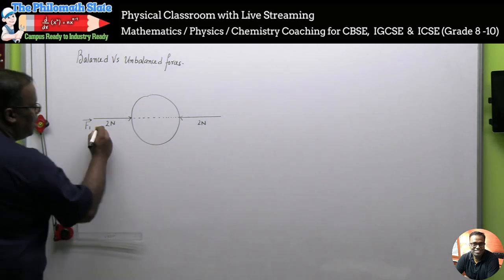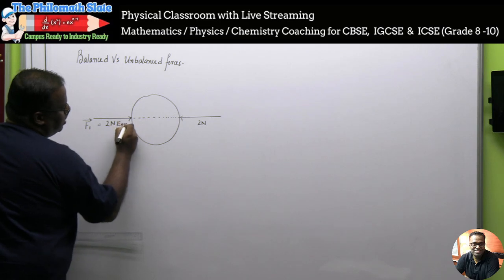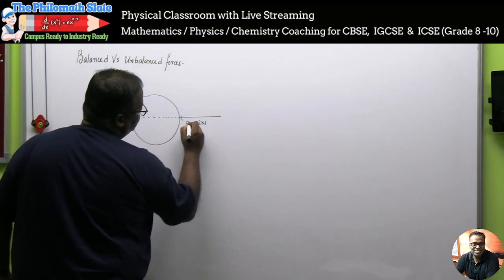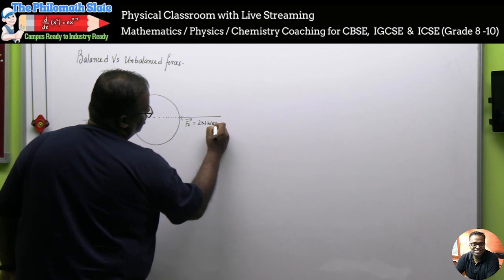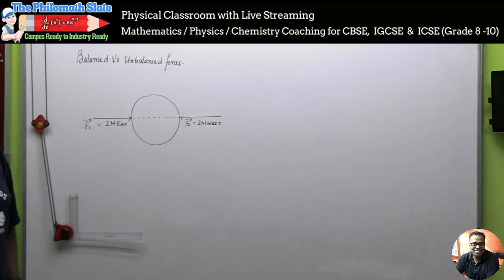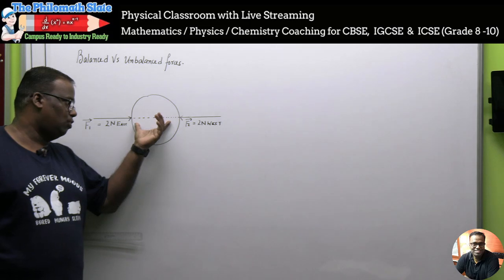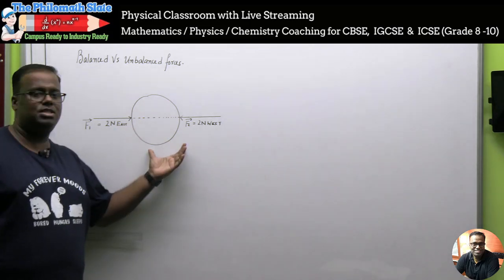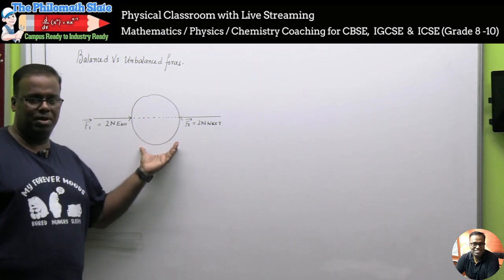So I'll say my F1 is 2 Newton. मैंने इसको east लिख दिया. Make sense? And I say that I have got another vector which is F2 as a vector, and this vector is 2 Newton west. बोलो बच्चा, ये दोनों चीज समझ में आया? 2 Newton east and 2 Newton west. However, these two forces are acting along the same line of action. In such a case, you won't see any impact on this body.